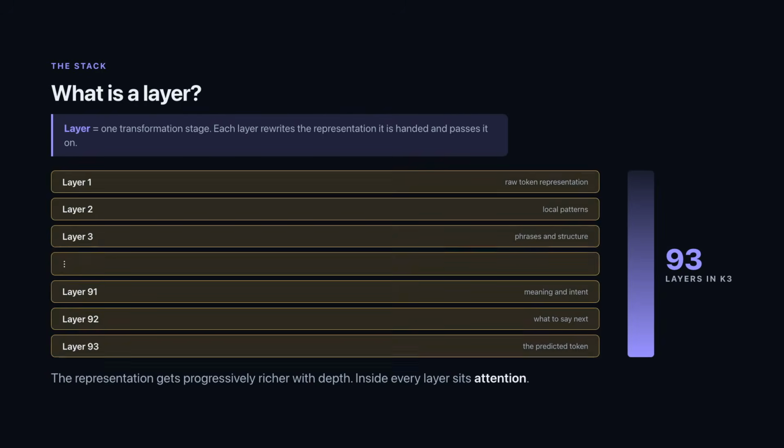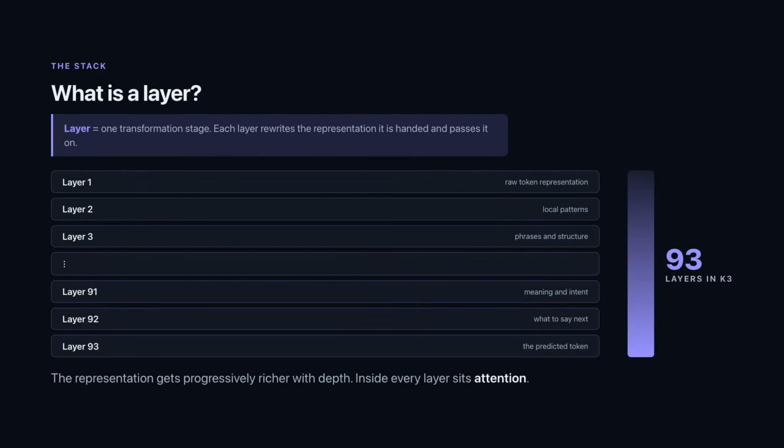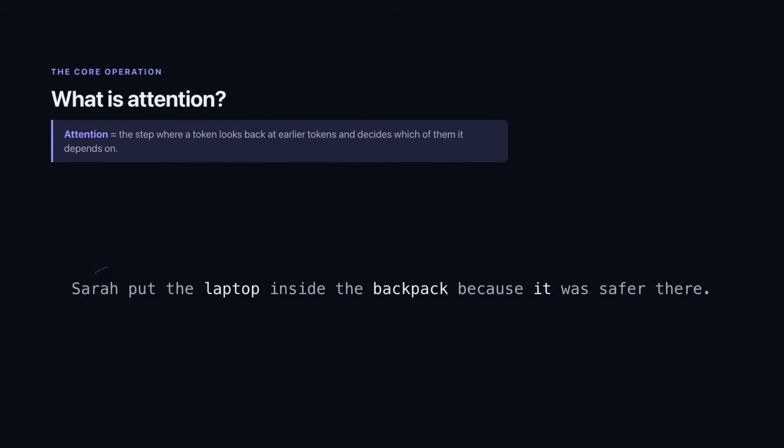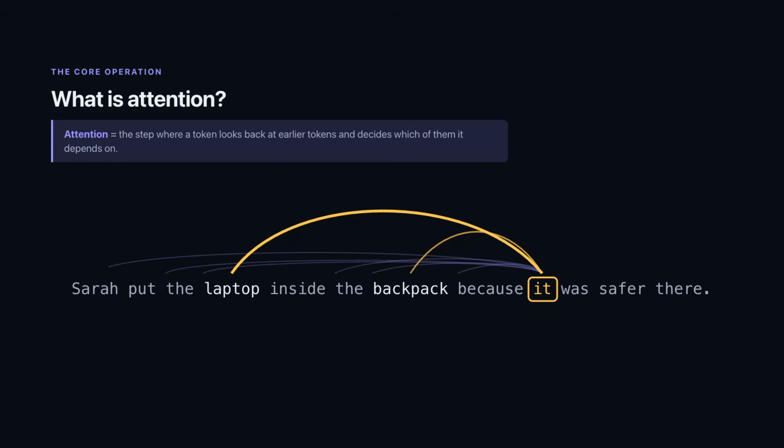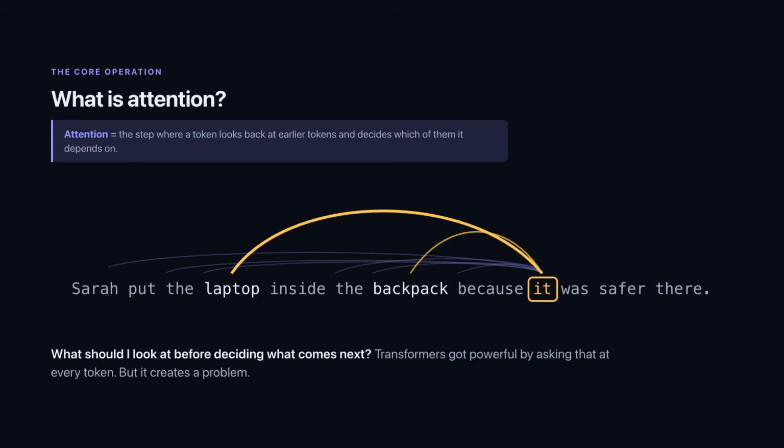And inside those layers, one of the most important operations is attention. Attention helps the model work out which pieces of information matter right now. Imagine reading this. Sarah put the laptop inside the backpack because it was safer there. When the model processes the word it, that word on its own means almost nothing. So, attention looks back at earlier words and builds relationships with them. Laptop, backpack, it weighs which of them the word it actually depends on. So the model is constantly asking, what should I look at before deciding what comes next?